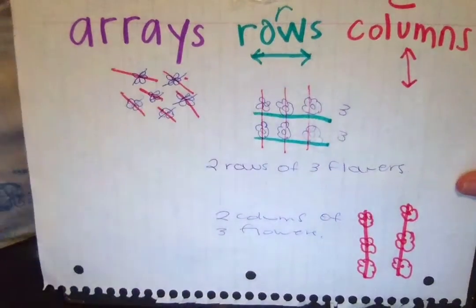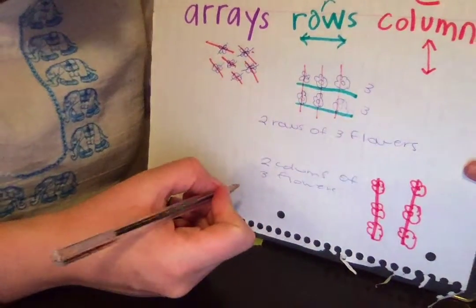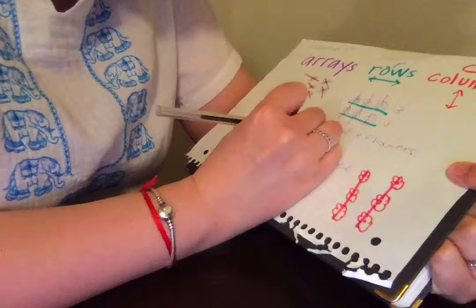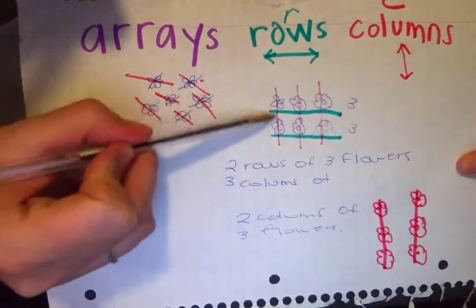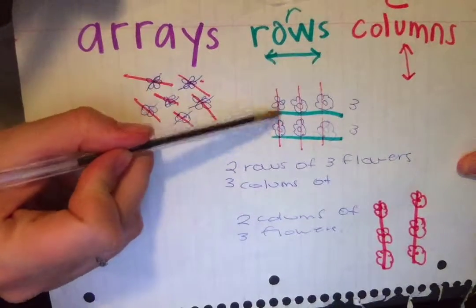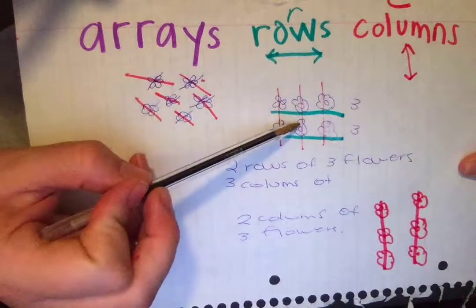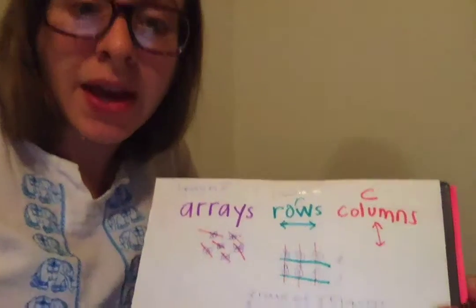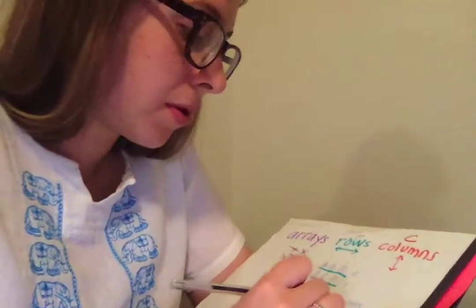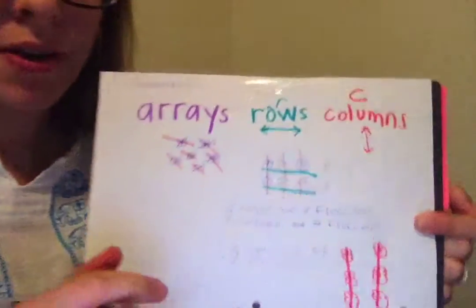In this one, not only do we have 2 rows of 3 flowers, but we have 3 columns of, so this column has how many flowers? 1, 2, of 2 flowers. This column has 1, 2, 1, 2. So I'm looking and we have 2 flowers. Okay.